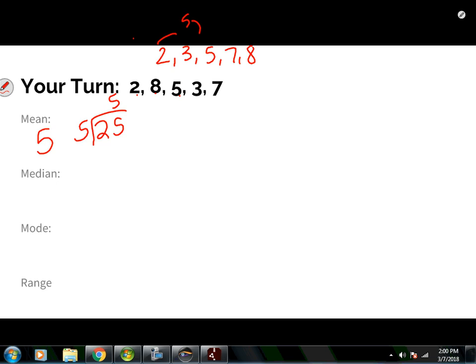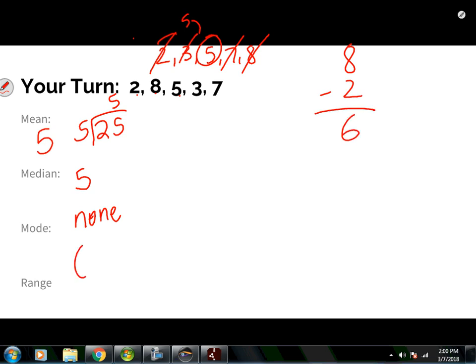Our median is the number in the middle, so start marking off from front and last. So we get to our middle, which happens to also be 5. I don't have a number that occurs the most. They're all there just one time, so there is none. And my range, I take my largest number, subtract my smallest number, and I end up with 6.